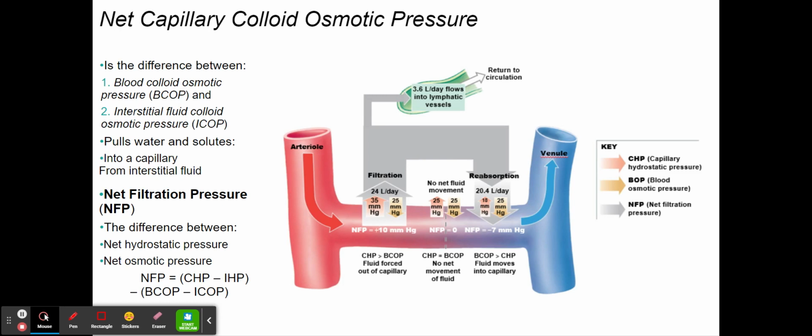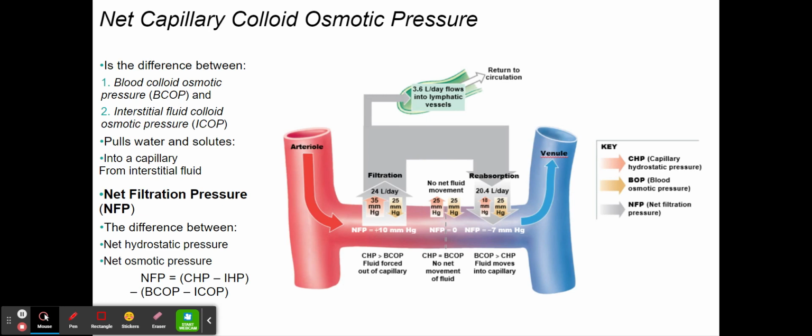The net filtration pressure, or the NFP, is the difference between the net hydrostatic pressure and the net osmotic pressure. In terms of the factors just listed, this means that the net filtration pressure equals the net hydrostatic pressure minus the net colloid osmotic pressure. At the arterial end of a capillary, the net filtration pressure can be calculated as follows. NFP would be equal to 35 minus 0, minus 25 minus 0, which would be equal to 35 minus 25, which would be equal to 10.